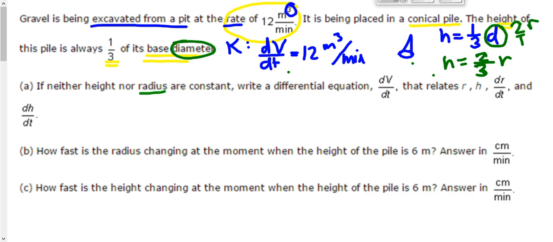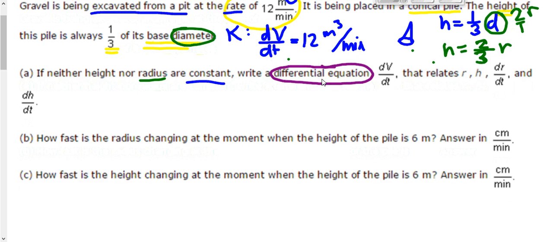So the first thing says, if neither height nor radius are constant, meaning we cannot plug them in before we take the derivative, write a differential equation, dV/dt, that relates r, h, dr/dt, and dh/dt, okay? Well, writing a differential equation means you're just taking the derivative. That's basically what that's asking us. So we have to use our original volume equation.